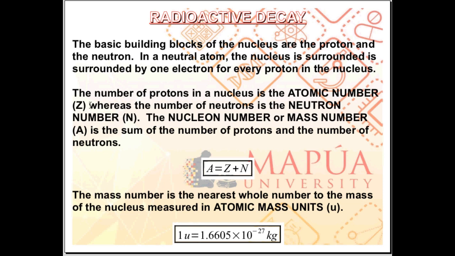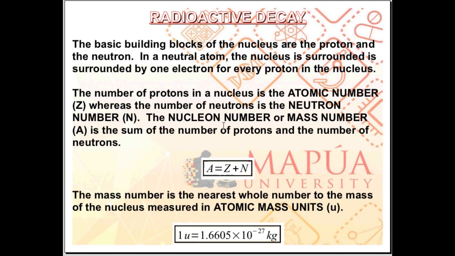So typically, for a neutral atom, Z is also the number of electrons that surround the nucleus. But atomic number typically refers to the number of protons in a nucleus, whereas the number of neutrons is referred to as the neutron number N. So you have atomic number Z, number of protons, neutron number N, number of neutrons.